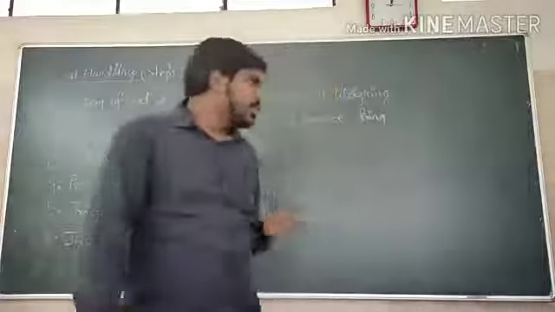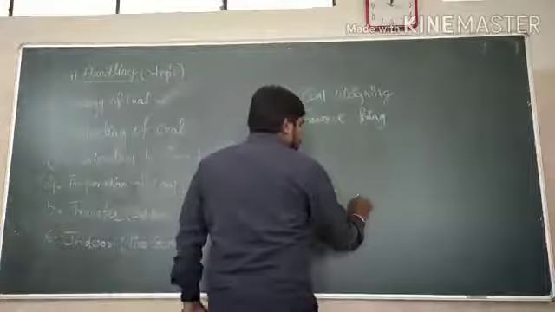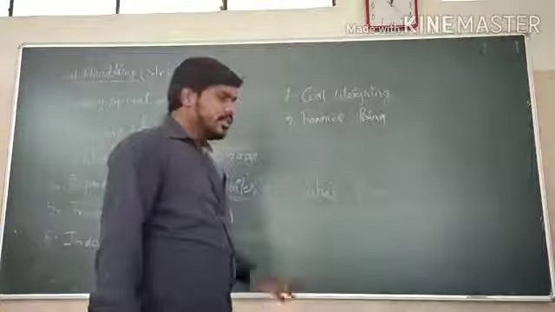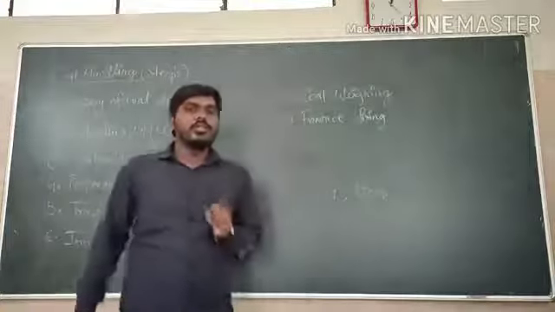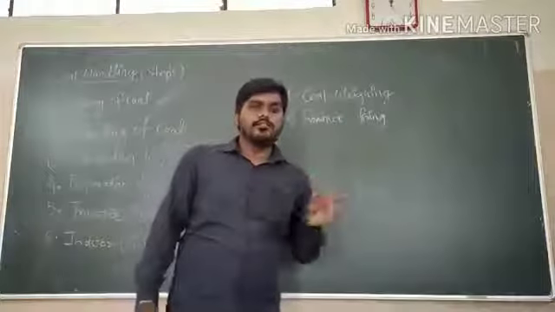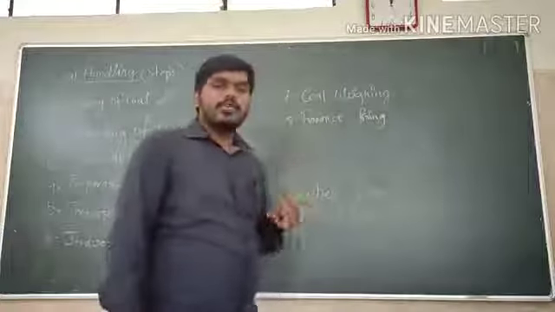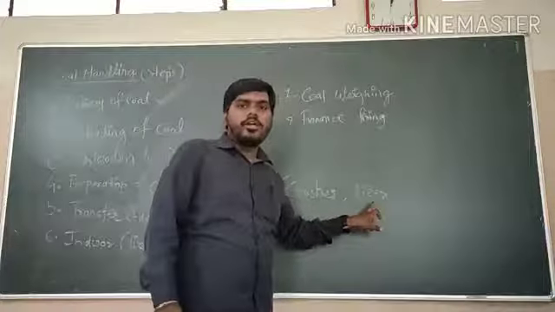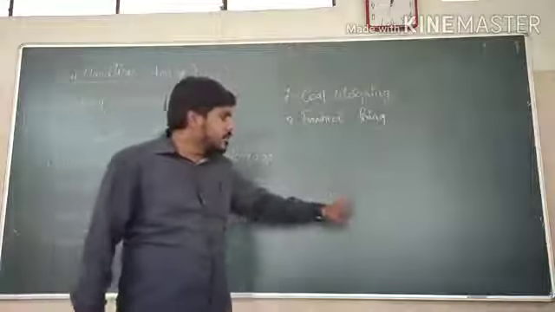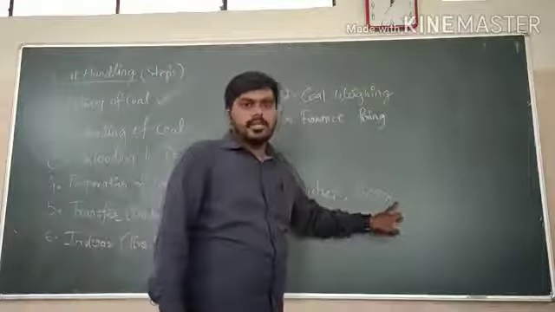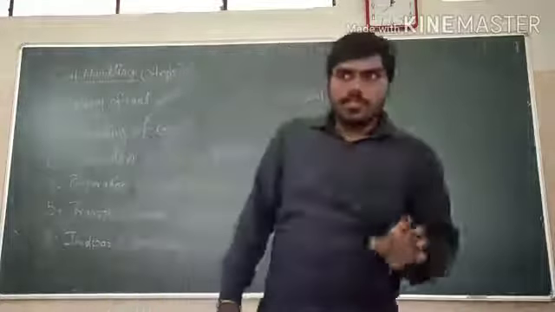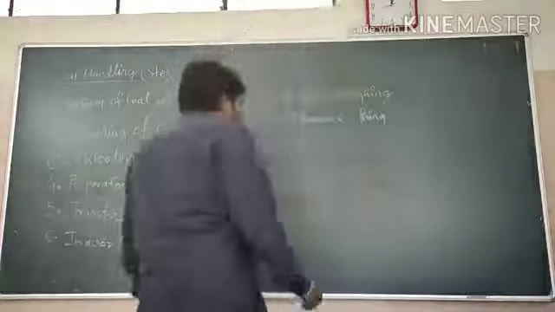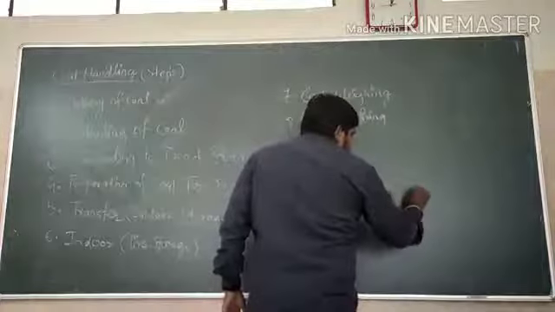Then the next step is the sizer. As the name suggests, it makes the coal a particular size, the required size for our plant. The size which we prefer for the coal at our plant, the sizer will make the coal at that particular size. So the sizer is also important. Then we have a dryer.